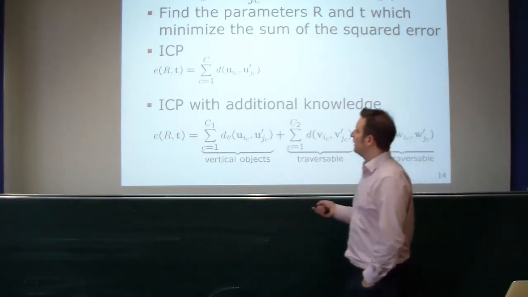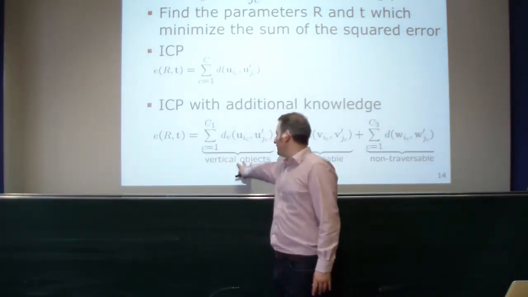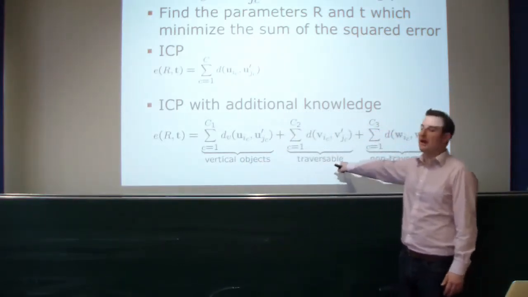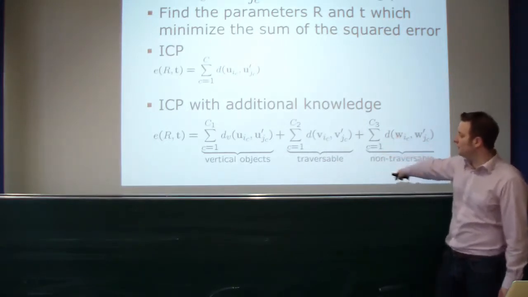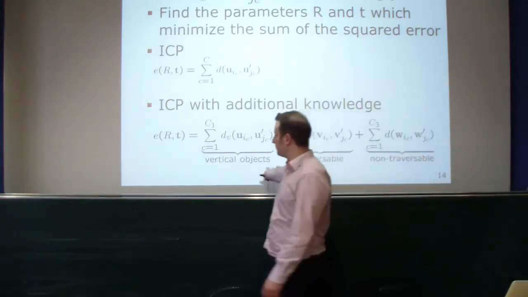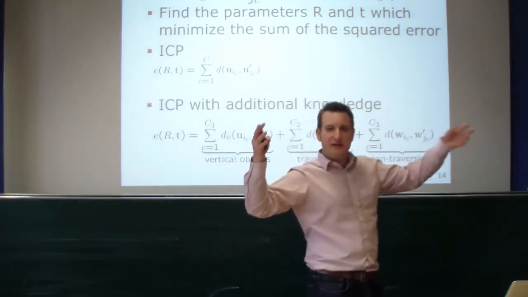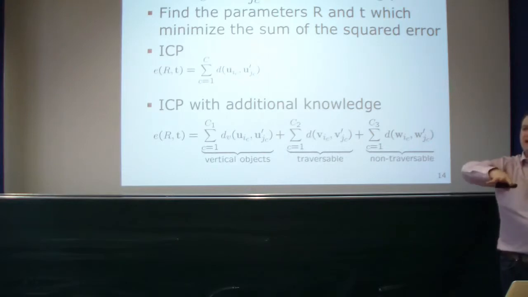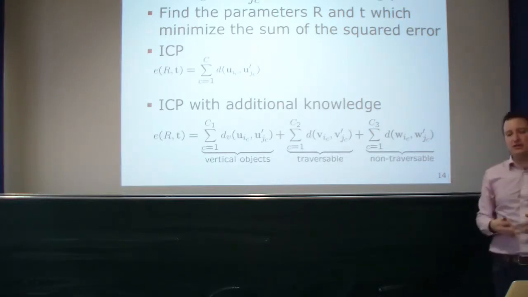And instead of doing the ICP where you just match point against point, you can actually split that up into endpoints which lie on vertical objects, endpoints which lie on traversable areas, endpoints which lie on non-traversable areas. And then do the error minimization, only matching non-traversable against non-traversable, traversable against traversable, vertical objects against vertical objects. Or, if you have a few distinct features, you can first match only the distinct features against each other, and then end up with a quite good initial guess, and then redo the optimization.